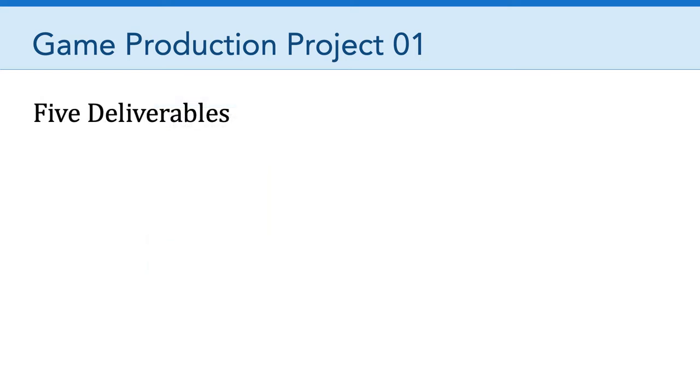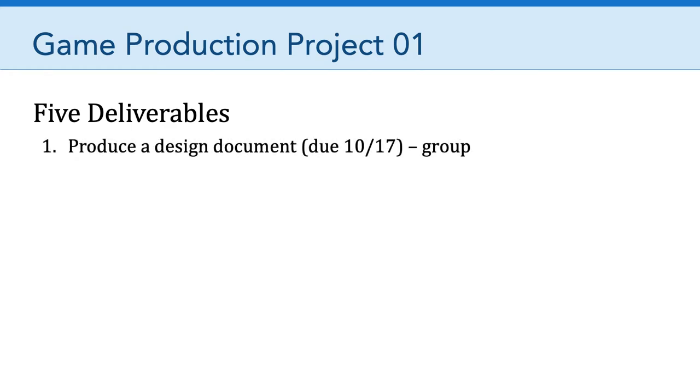All right, so the project itself is broken down into 5 deliverables, and I want to walk through each of those deliverables, and these deliverables will be due over the course of 4 weeks. So let's take a look at the first one. So the first one is to produce as a group a design document. That's going to be due on Monday the 17th. And I'm going to talk more specifically about that in just a minute.